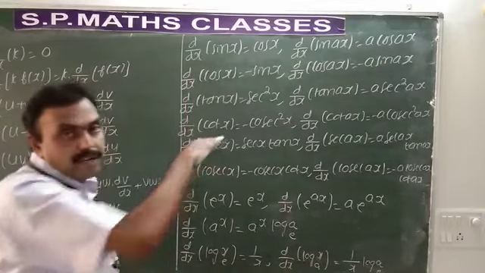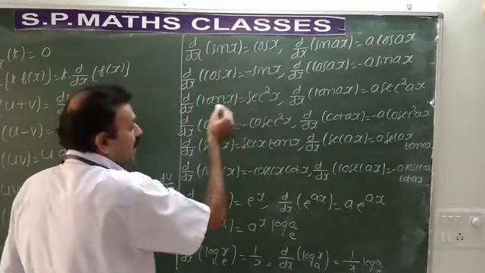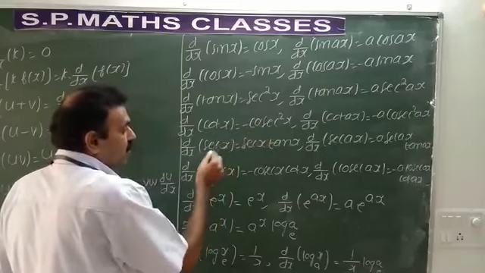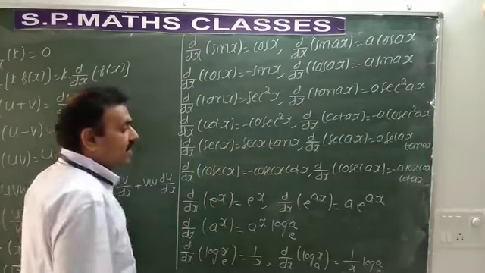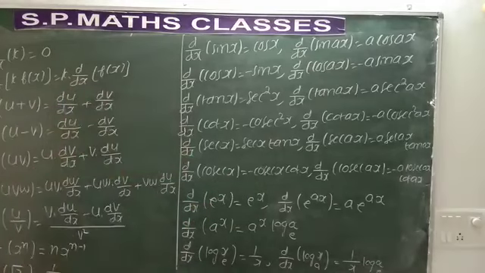Similarly, the 6 trigonometric functions. For sin x it is cos x. For cos x, minus sin x. For tan x, secant squared x. For cot x, minus cosec squared x. For secant x, secant x into tan x. For derivative of cosec x, minus cosec x into cot x.